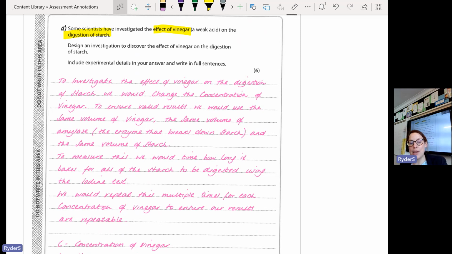Essentially, if I am measuring the rate of digestion of starch, I'm going to have starch, and I'm going to have to add an enzyme to that, amylase. And I'm going to have to measure how long it takes for the amylase to break down the starch. Now, the test for starch is the iodine test. Iodine will go blue-black in the presence of starch, and it will be orangey brown when there is no starch left. So that's what you needed for the measure marks here, and you're measuring how long it takes for the iodine to stay orange-brown.